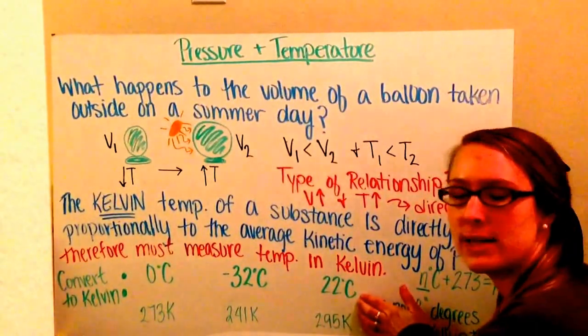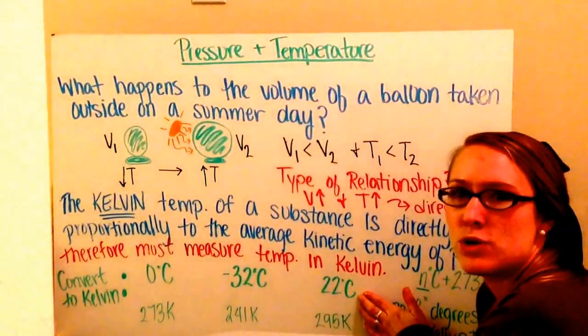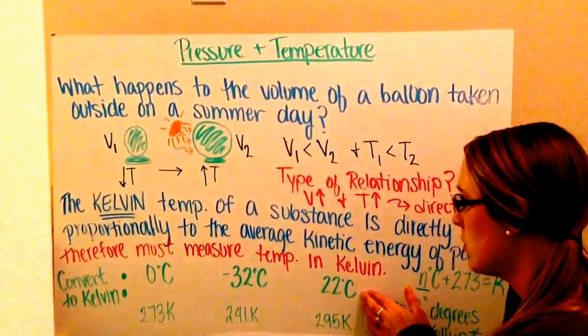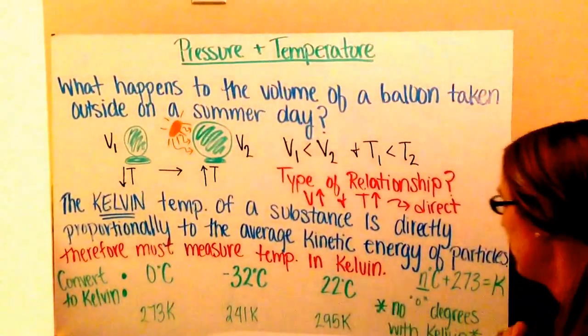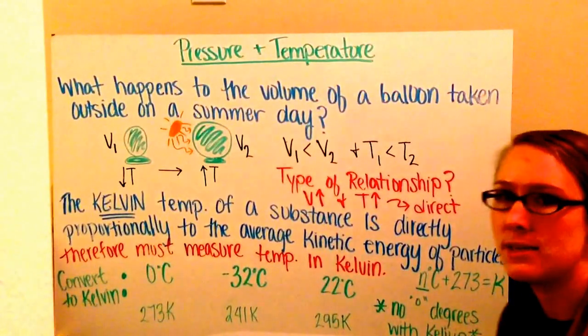This is what we like to approximate room temperature as, or sometimes they also approximate room temperature as 25 degrees Celsius, which is 298 Kelvin. Notice that there's no degree sign with Kelvin, it's simply Kelvin.